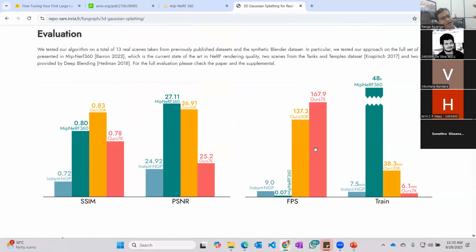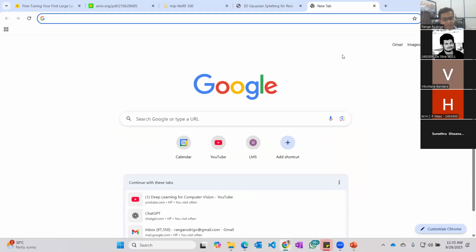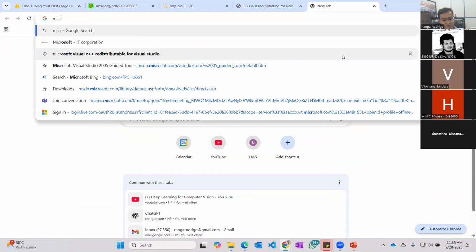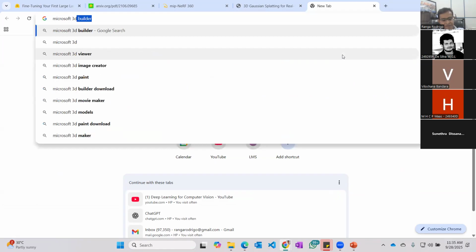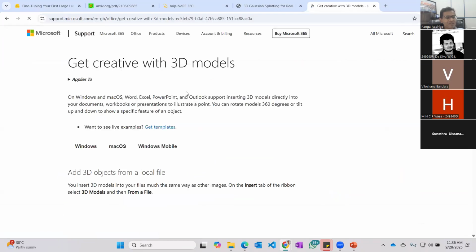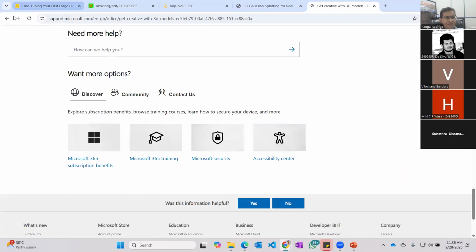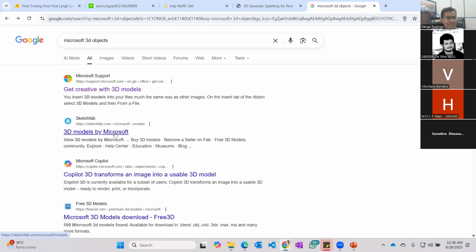So NeRF and 3D Gaussian splatting and 3D object creation, generated 3D models. So like that. Those are of interest.